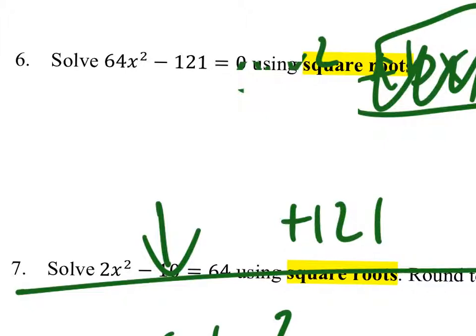What's the next step that I'm supposed to do? Square root. No, undo what's being done in the reverse order. What's the first thing I have to undo before?